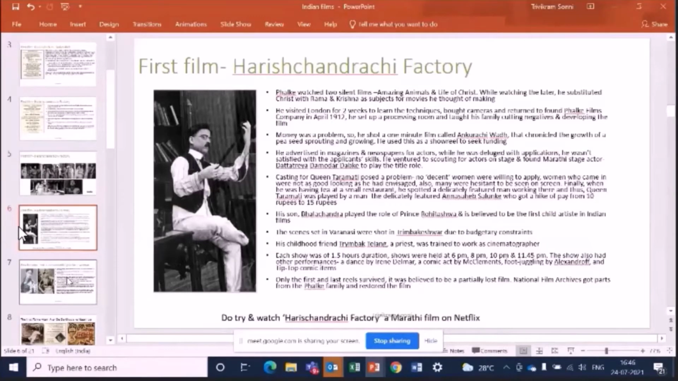One second. Trivikram, do a slideshow. Do a slideshow, please. His son came back home feeling astonished that they could actually see.